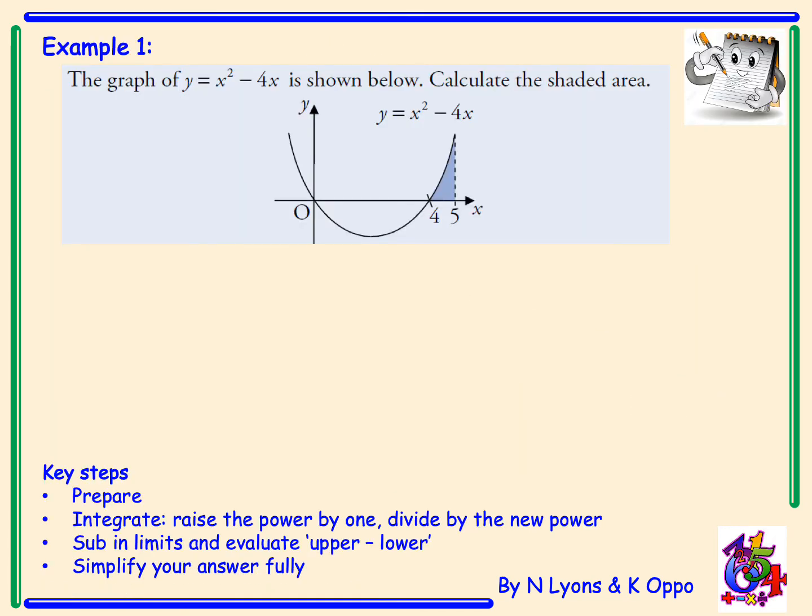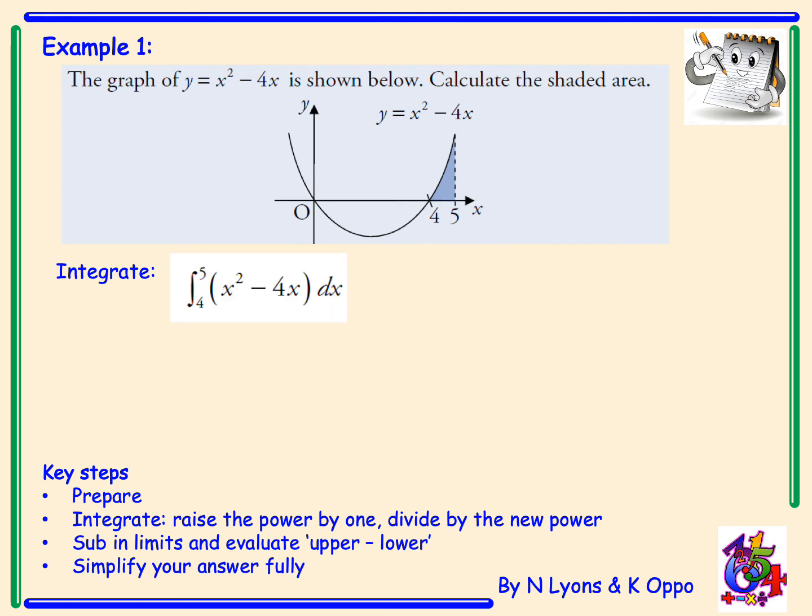Right, example 1. Now you're on your own. Okay, the graph of y equals x squared minus 4x is shown below. Calculate the shaded area. Okay, you need to be able to understand that calculating an area between a curve and the x-axis, then you need to integrate. They're not saying to integrate, you need to know that. So the key steps are down the bottom. Again, we just prepare, integrate, sub in limits and evaluate upper minus lower, and simplify your answer fully.